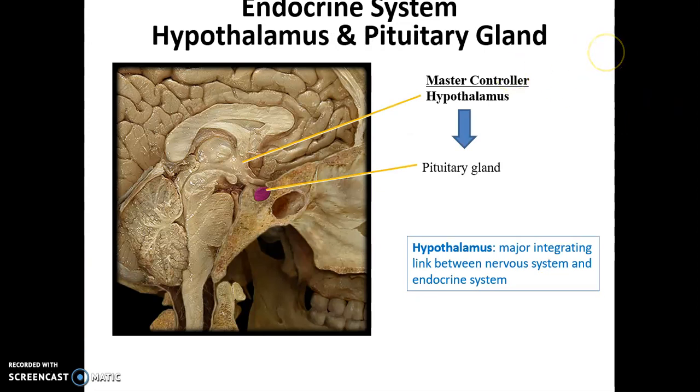All right, the endocrine system has the important role of the hypothalamus, which we know is part of the brain, part of the diencephalon of the brain. The hypothalamus has become known as the master controller of the endocrine system, and this is because the hypothalamus is the major integrating link between the nervous system, which also controls many functions in the body, and the endocrine system. And the hypothalamus does this in a few different ways, with one big way being affecting the pituitary gland, which then can affect many other structures in the endocrine system.